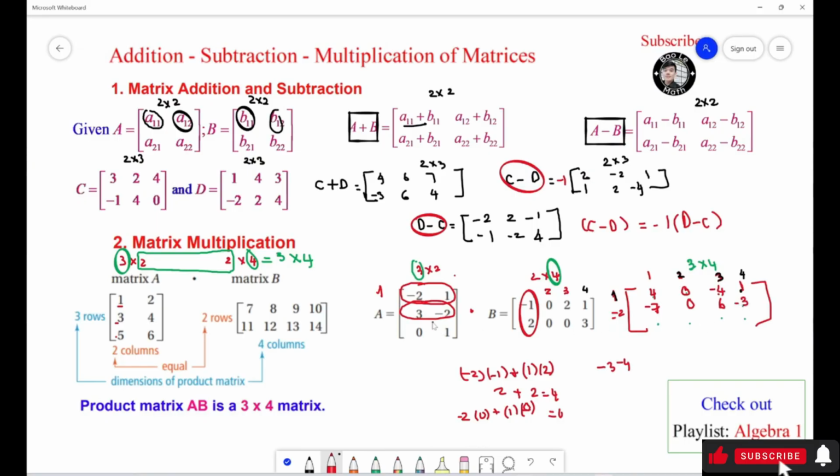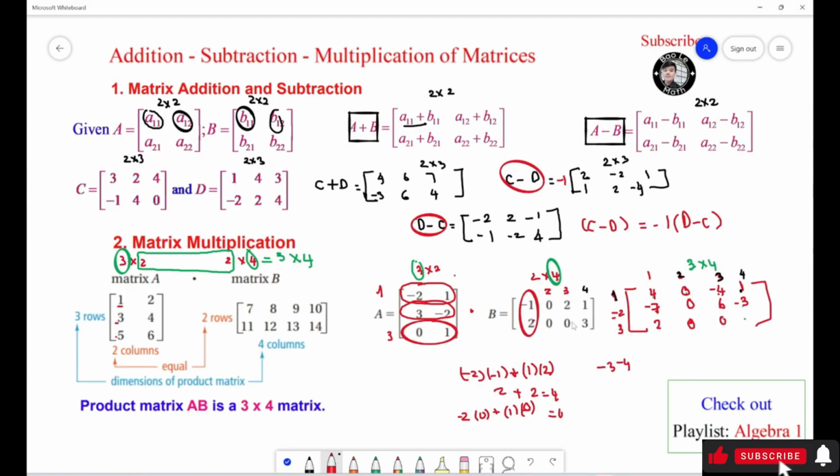Now the last row. Third row, first column. The answer should be right here. 0 times negative 1 is 0, 1 times 2 is 2. So the answer is 2. Third row, second column right here. 0 times 0, 1 times 0, the answer should be 0. Next one, third row, third column. 0 times 2 is 0, 1 times 0 should be 0.